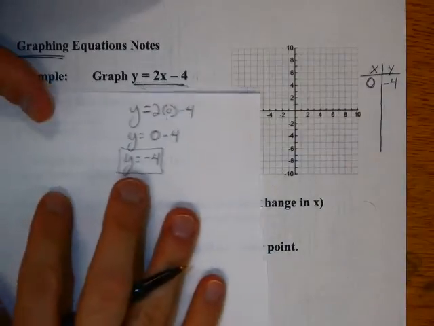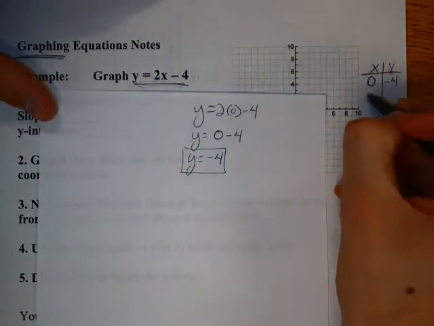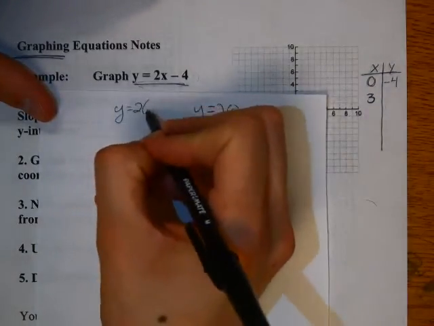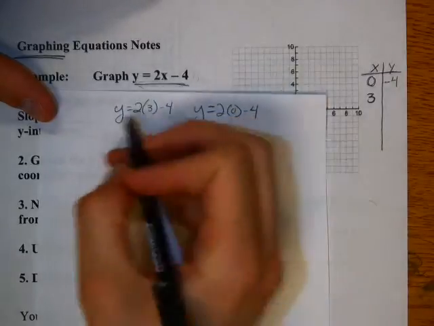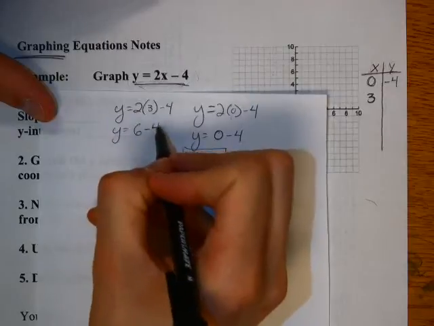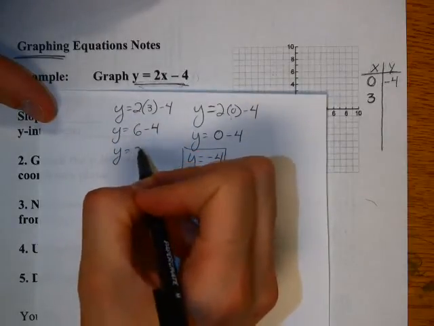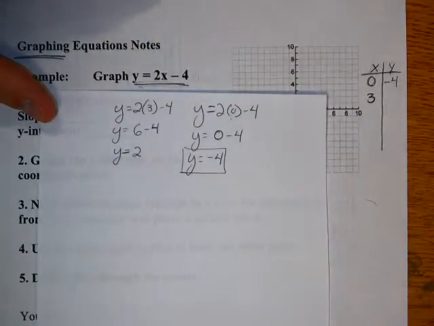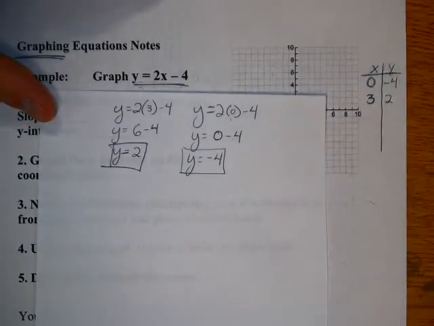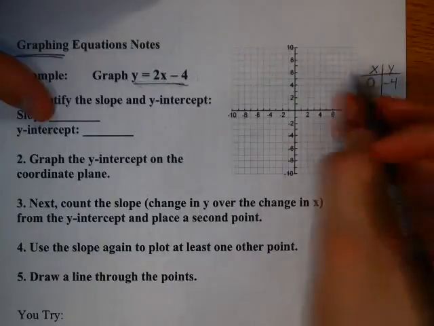I'm not satisfied. I need another point. So let's pick, I don't know, let's pick 3. 3 is a nice number. So I get y equals 2 times 3 minus 4. Okay, y equals 2 times 3 is 6 minus 4. And then y equals 6 minus 4. If you don't know it, put it in your calculator. You get 2. Well, that corresponds to the 3. So I have 2 points here. I could make more, but for the sake of time, let's not.